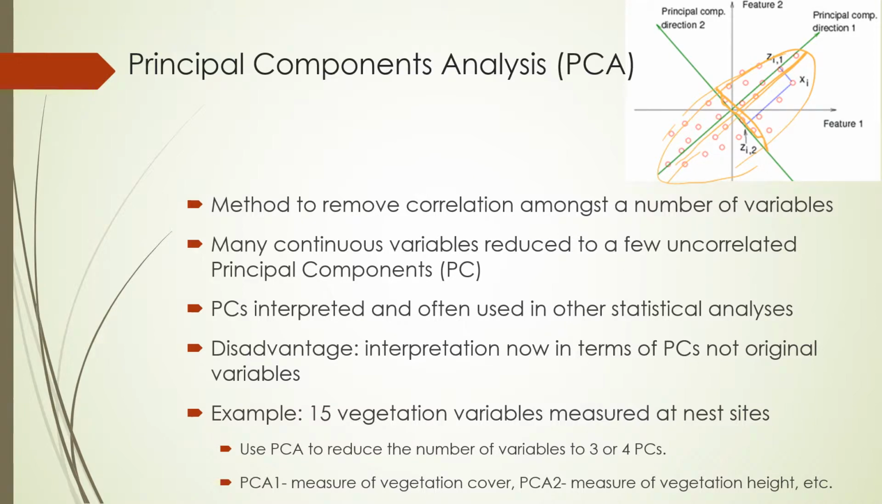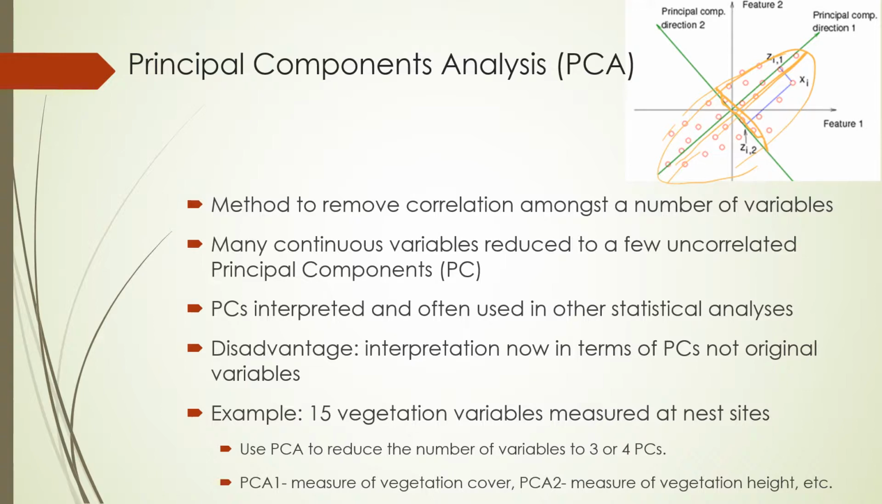An approach that's used very commonly in multivariate analyses is called Principal Components Analysis, or PCA. And basically, this is just a method to remove correlation among a number of variables. And by doing so, you can reduce what might be a large group of response variables to a smaller number of principal components that explain most of the variation in the original data set.